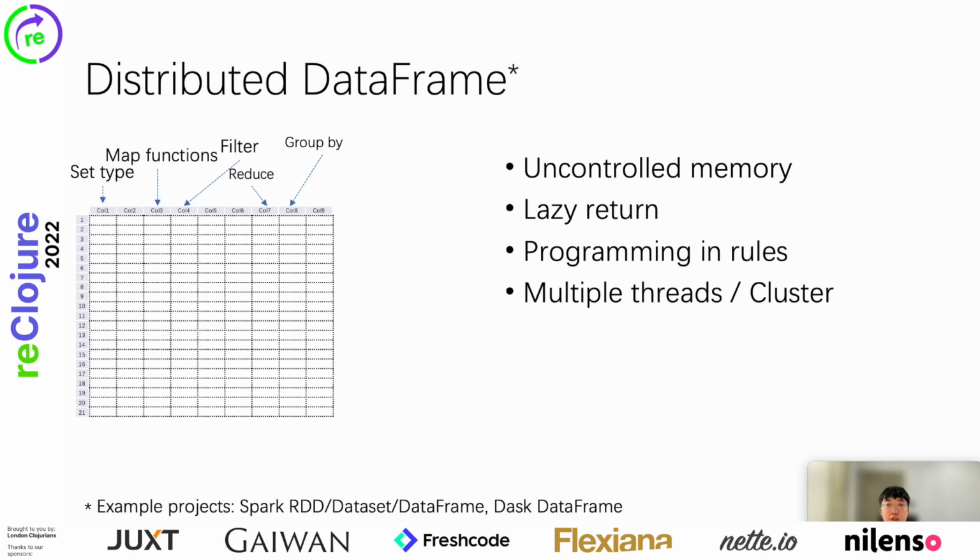And third, users normally have constraints on their programming. For example, they may be asked to implement certain interfaces or make their customized class serializable or something like that. This is because their program is meant to be compiled to an executable file and distributed to different machines, because a distributed data frame can be run in multiple threads or a cluster of computers.